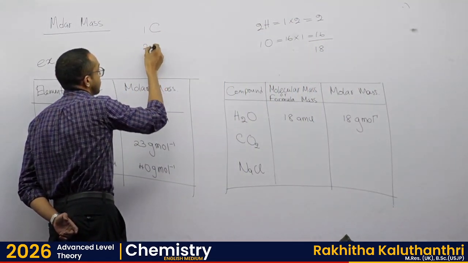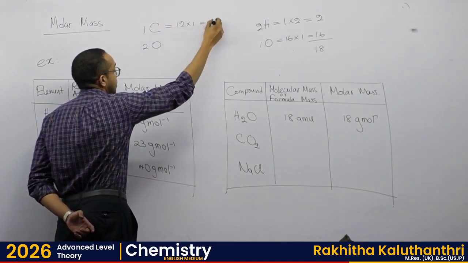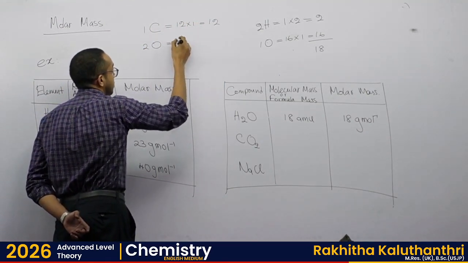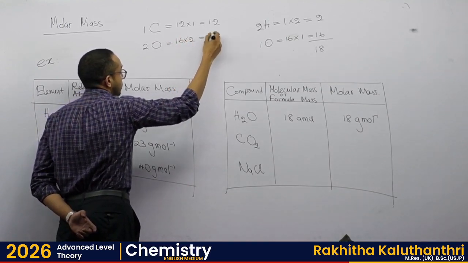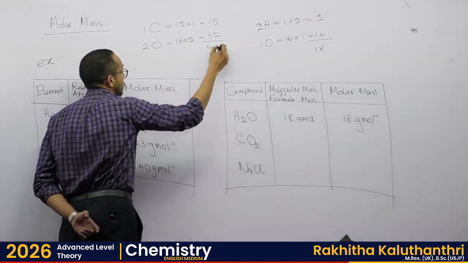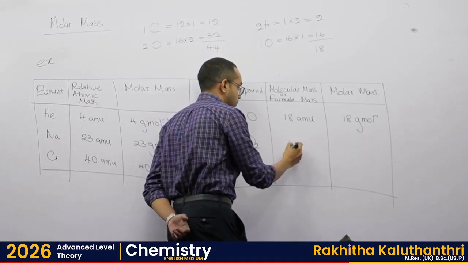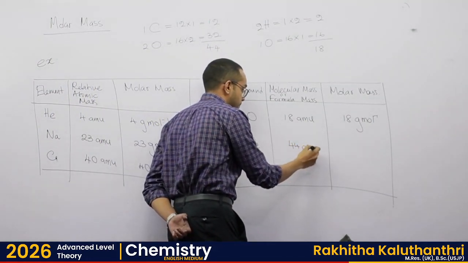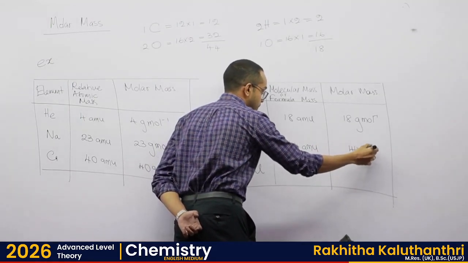1 carbon and 2 oxygens, right? Each carbon is 12, right? There are 2 oxygens, oxygen is 16, so therefore 32. When you add them together it is 44. So it is going to be 44 AMU. So this is going to be 44 grams per mole.